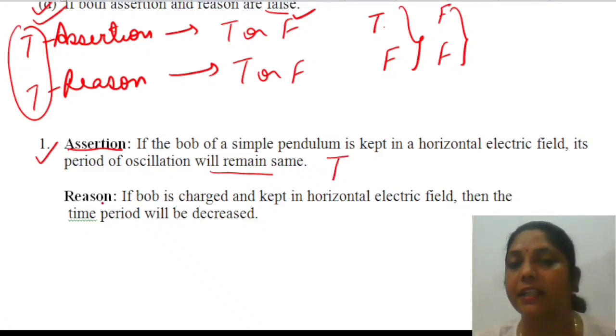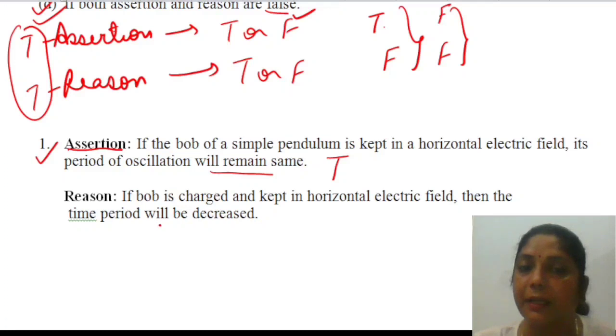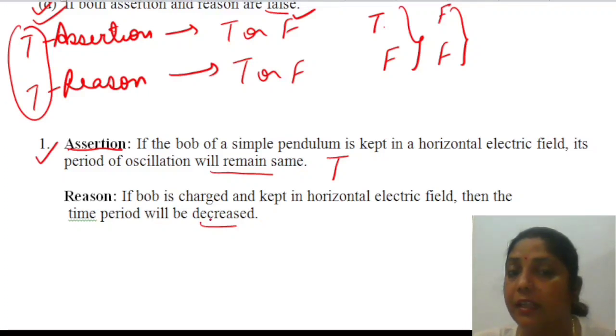Now you read the second statement, the reason. If the bob is charged, it has some charge, and then kept in a horizontal electric field, then the time period will decrease. Is this reason true or false? Pause the video and try to solve it. If the bob is charged and kept in a horizontal electric field, then its time period will increase, not decrease. It means this statement is false.